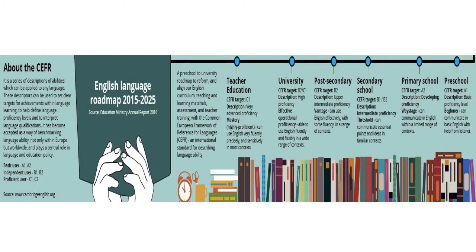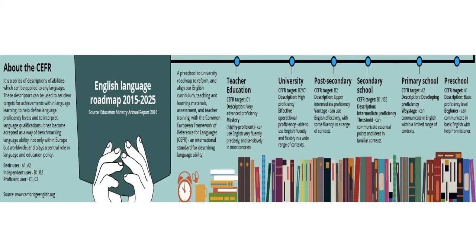By the end of the day, the Ministry aimed to achieve the Malaysian CEFR targets set for each stage, as cited in the Malaysian Education Blueprint 2013 to 2015. Stage 1, teacher education, the target is C2. University level, the target is B2 or C1. Post-secondary school level, the target is B2.